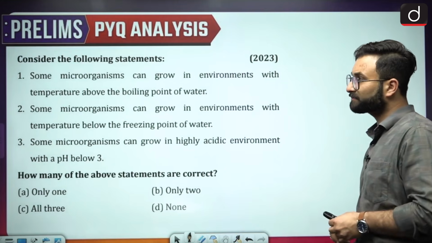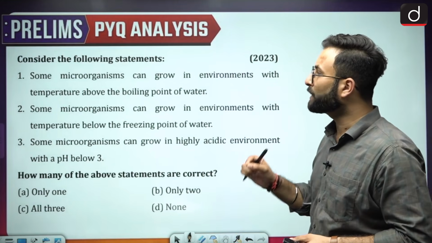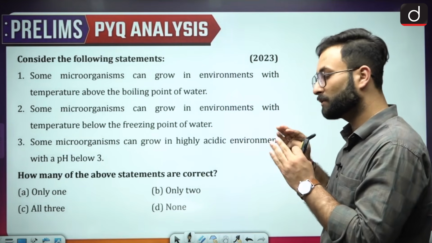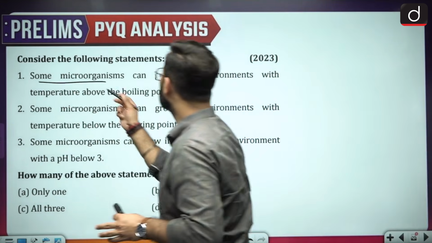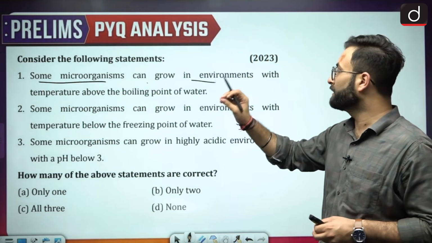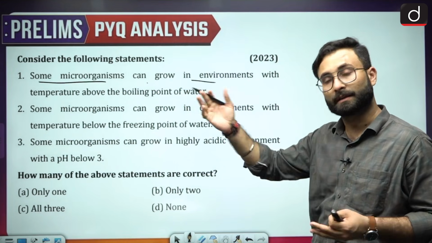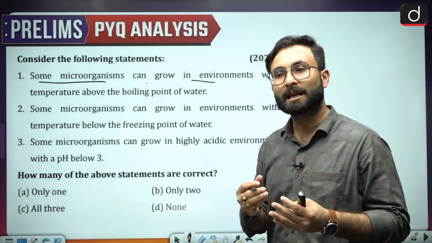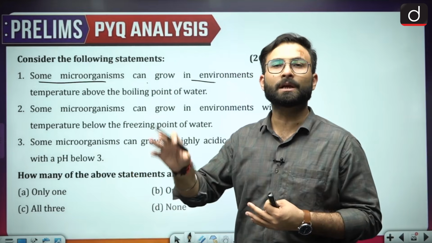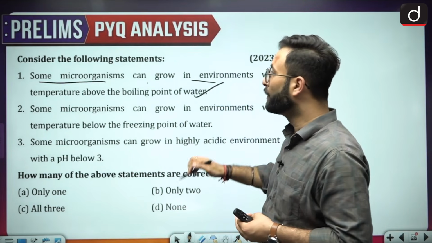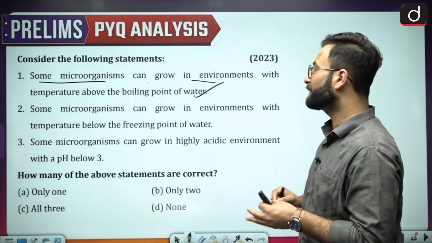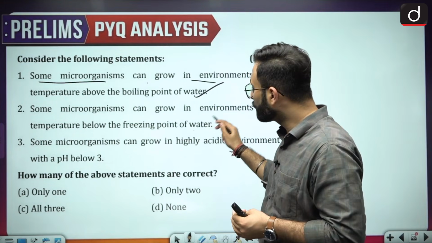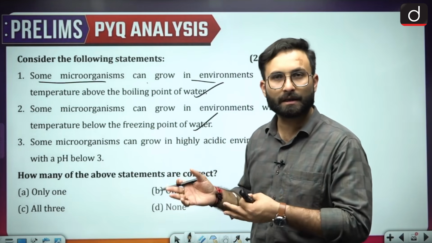Coming to the next one, consider the following statements: some microorganisms can grow in environments with temperature above boiling point. Again, this is also a logical and simple question. Some microorganisms can grow in environments in which the temperature is above the boiling point of water. Yes, there can be. When we talk about hyperthermophilic species, there can be a species living at above boiling point temperature. So that is true. Second, some microorganisms can grow in environments with temperature below the freezing point of water. Again, that can also be true when we talk about the permafrost, etc. So we can get such examples.